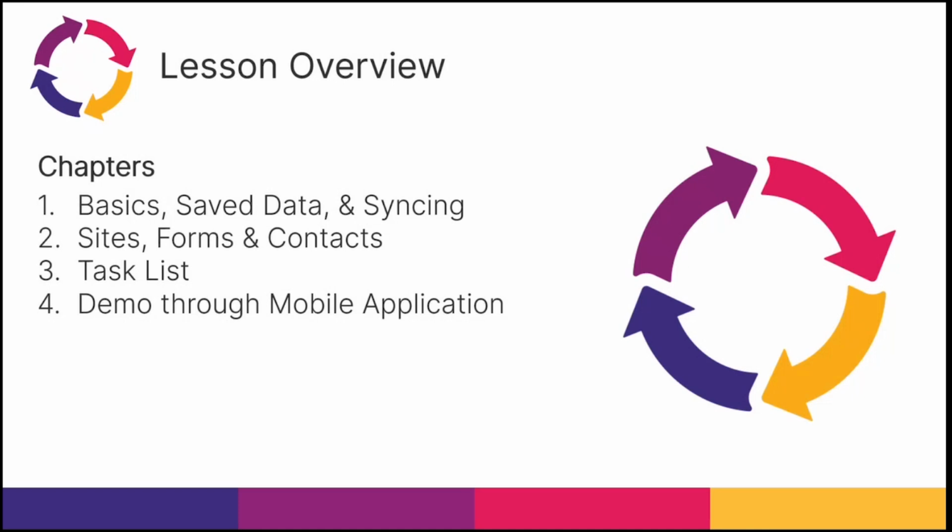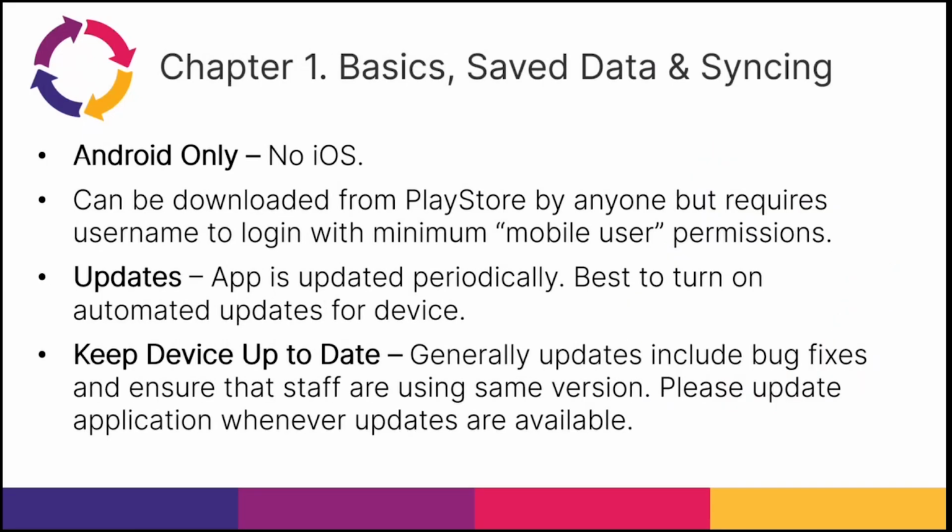Okay, so here is the overview for the lesson today. Should hopefully be shorter than the time we've allocated. Okay, so the basics of the mobile phone are such that currently it is Android only, so we are not supporting iOS. It can be downloaded from the Play Store by anyone, but that doesn't mean anyone can log in. Obviously, you need a username with permissions to log into the phone, and you need to have access to at least one project. Otherwise, even if you have a user account with no permissions, you can log in, but you wouldn't see any projects.